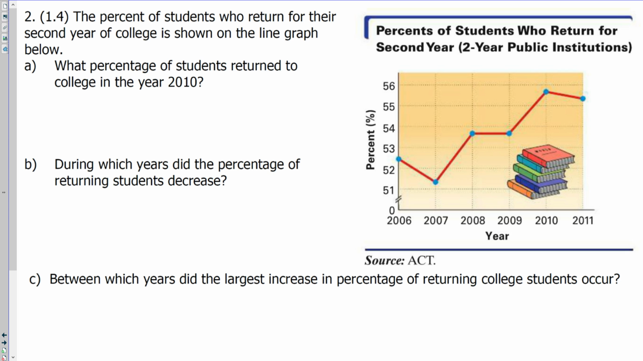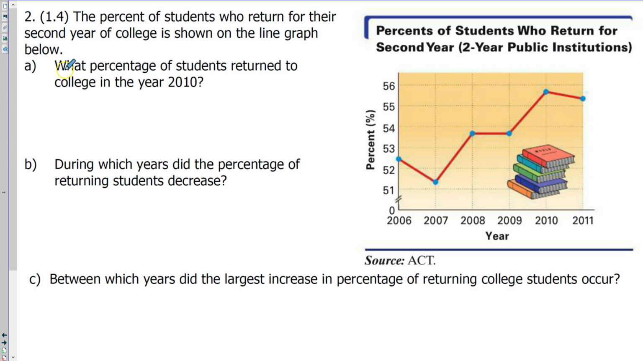Problem 2 comes from section 1.4. Section 1.4 involved interpreting graphs and reading graphs. And so here we have a line graph that we want to go ahead and read. Looking at our axes, we can see that years are being related to a percentage, and that the percent is the percent of students who return for the second year of college at a 2-year public institution.